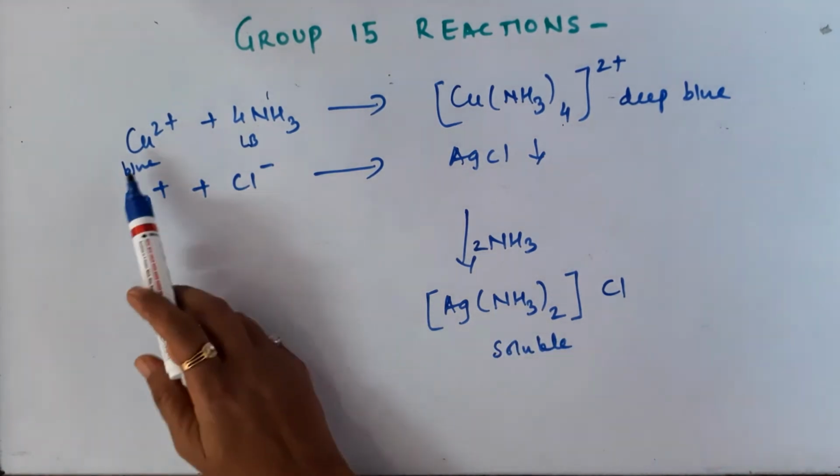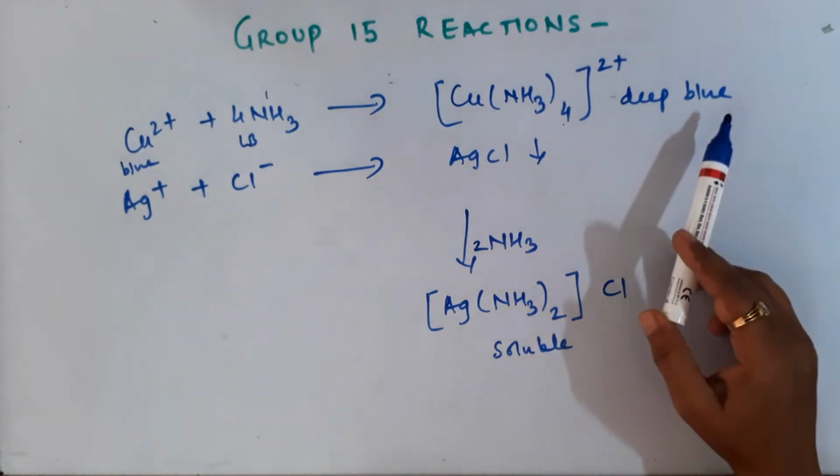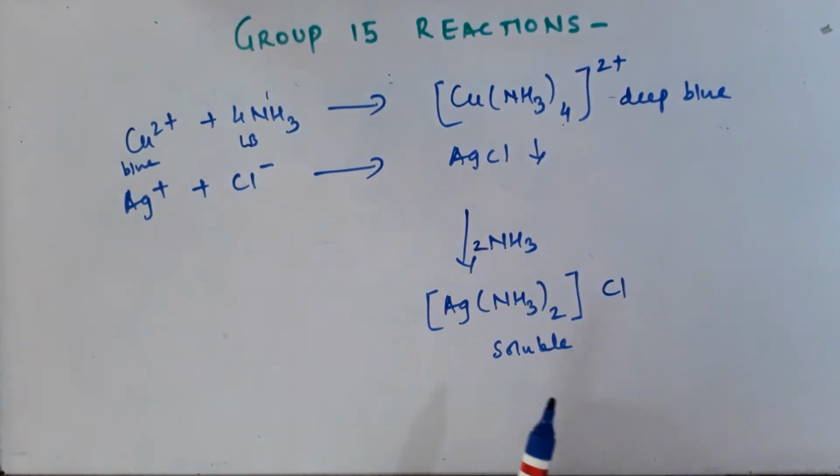So why does blue become deep blue? Why does white become colorless? Because they form a complex. This forms a colored complex, this forms a colorless complex.